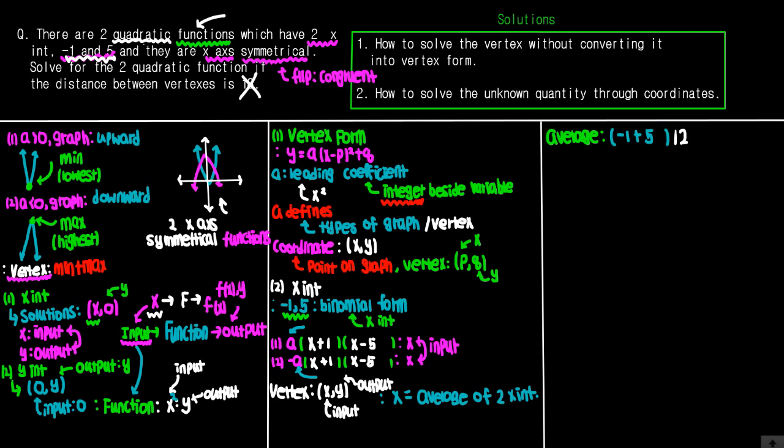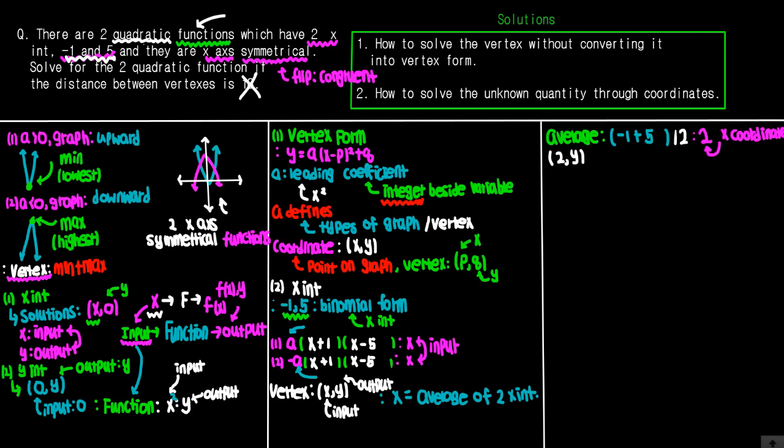This is going to be the x-coordinate of our quadratic function. Negative 1 plus 5 gives us positive 4. Divided by 2 gives us positive 2. So positive 2 is the x-coordinate of our vertex. We can write it down as 2 comma y. All we have to do now is solve for y.